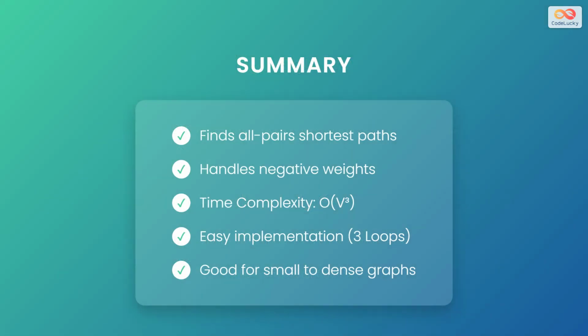To summarize, Floyd Warshall is your go-to algorithm for all pairs' shortest paths. It handles negative weights gracefully, is very easy to implement with just a few lines of code, and works best on dense graphs where the number of edges is high.